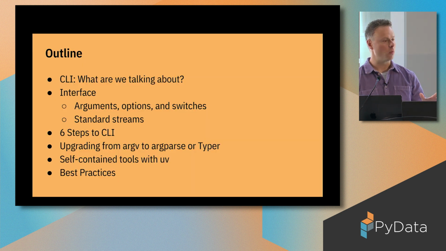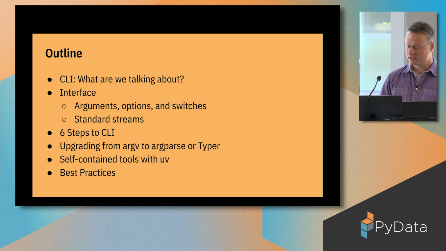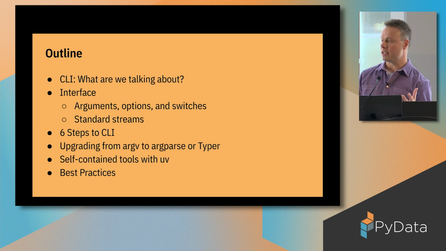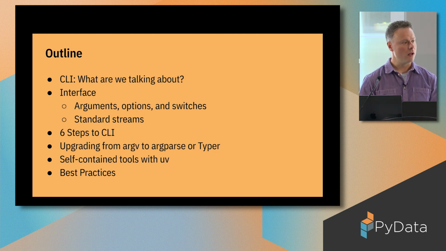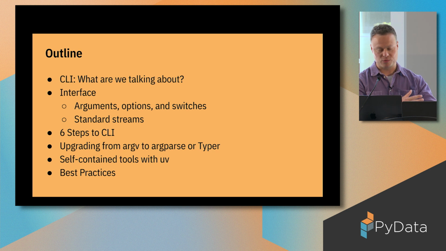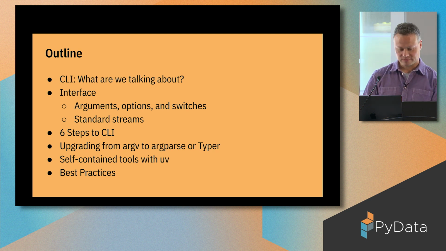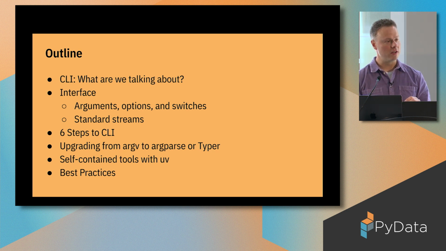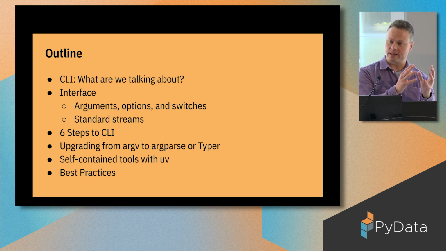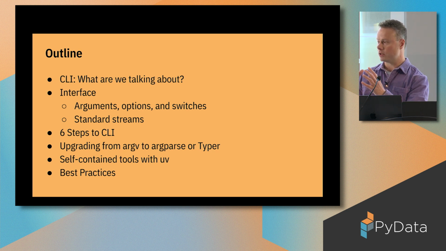So this is roughly what we're going to be covering today. First of all, I want to make clear what it is that we're actually talking about when we say CLI. Then the interface: how do you design your next tool? There are two components to that. On the one hand, arguments and options and switches. And on the other hand, how do you deal with streams of data? Then we're going to go into the fundamentals, or how you can transform an existing piece of Python code into something that is usable from the command line in 6 easy steps.